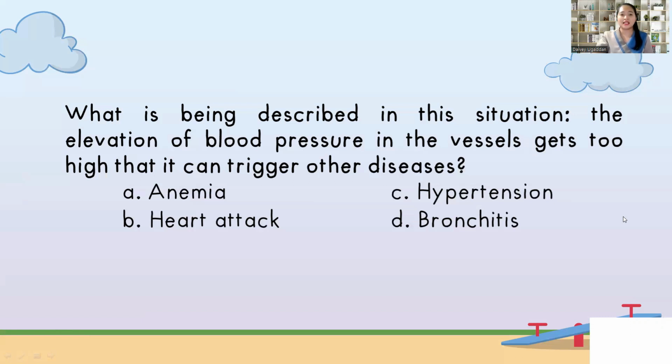So anemia is the lack of hemoglobin in the blood. And then heart attack, you know what heart attack is. And then C, hypertension, is the elevation of the blood pressure. So the answer to this one is letter C, hypertension.